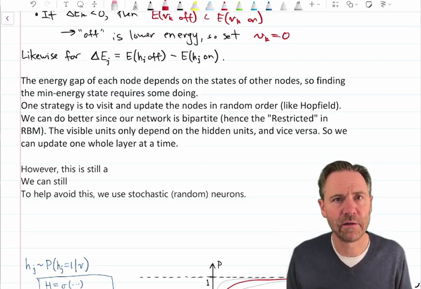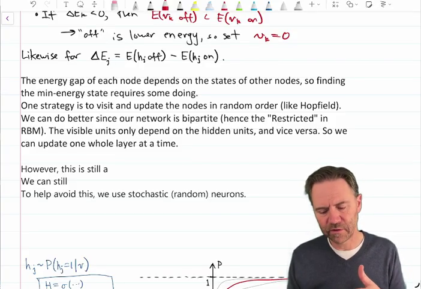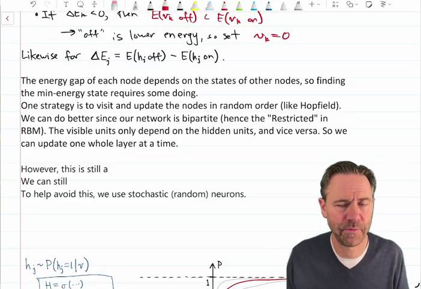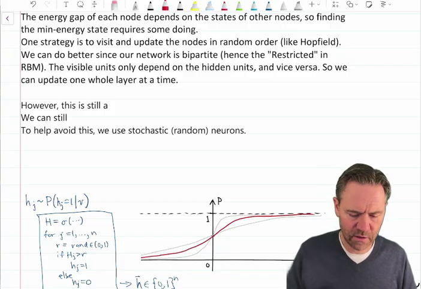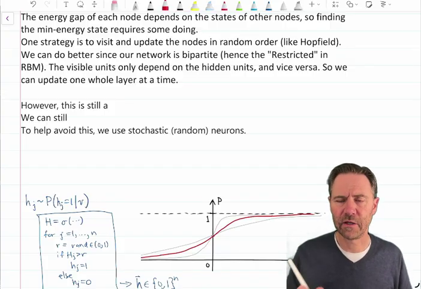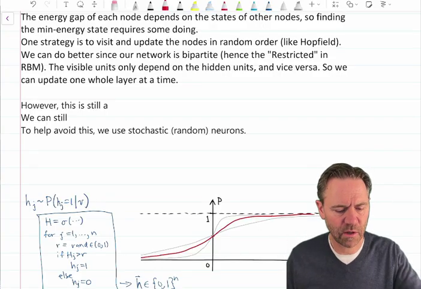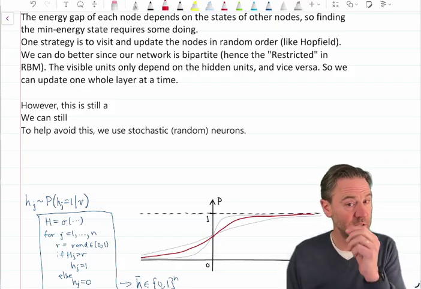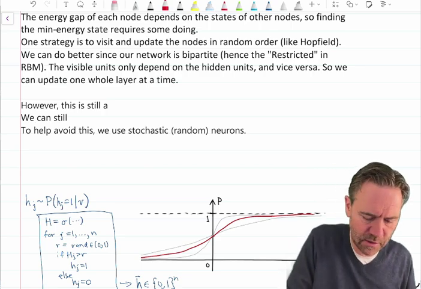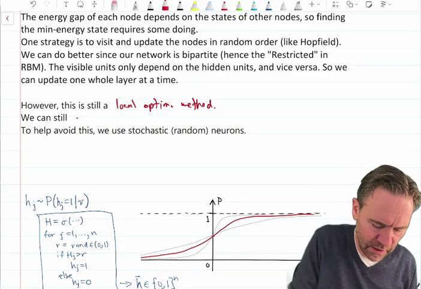We'll get to the Boltzmann part later. The visible units only depend on the hidden units, and the hidden units only depend on the visible units. So we can update a whole layer at a time. That's what we do. However, this is still a local optimization method, in terms of finding the values of the V's and the values of the H's. And so you might get stuck in a suboptimal local min.